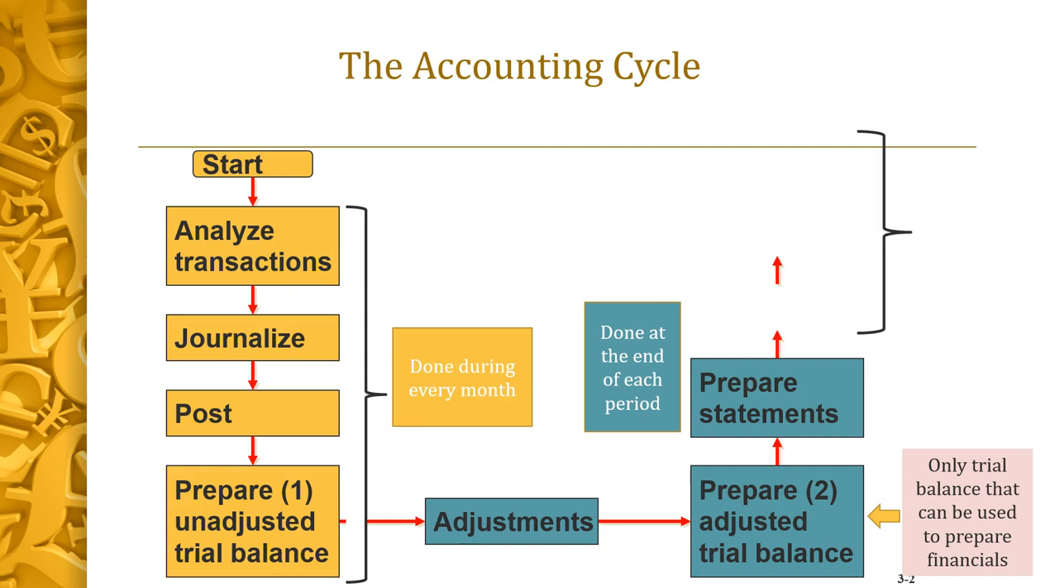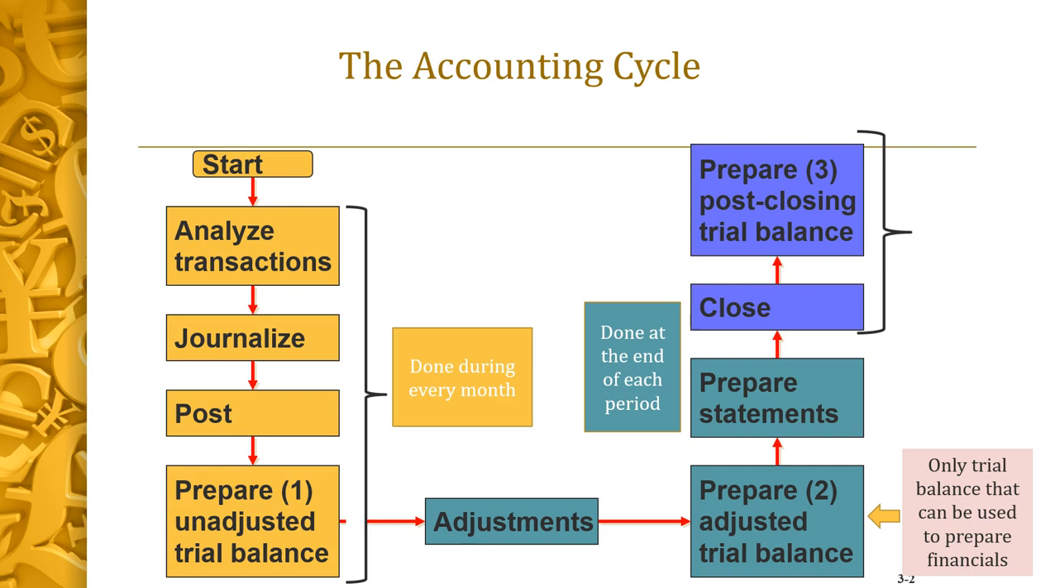We then do adjusting entries. We prepare an adjusted trial balance, which is the only one that can be used to prepare financials. We prepare the financials, and then we do our closing, and then we prepare a post-closing trial balance. Again, this is done after everything else is done. It's the last thing, and we only do this once, at the end of each year or fiscal year.